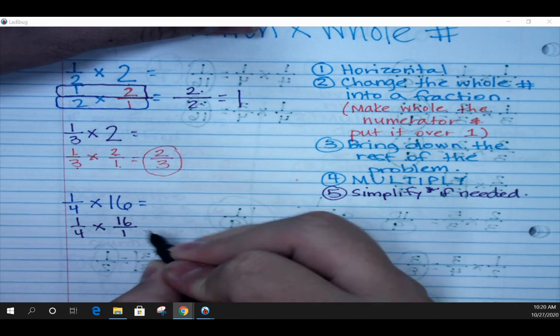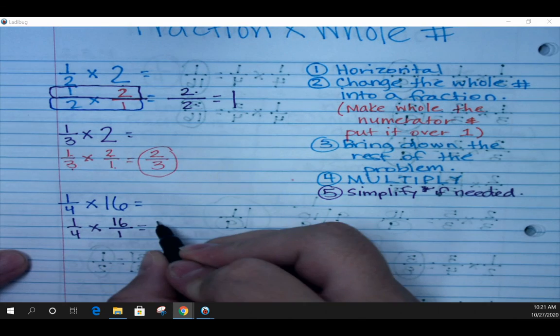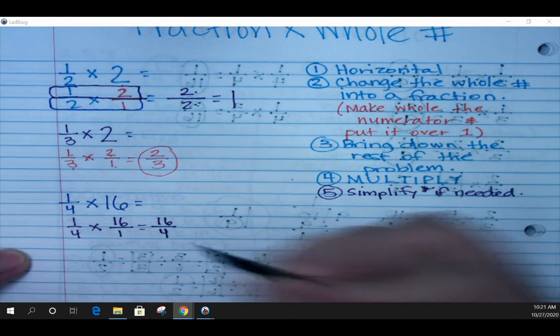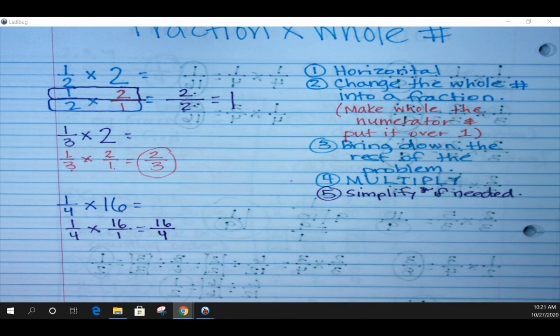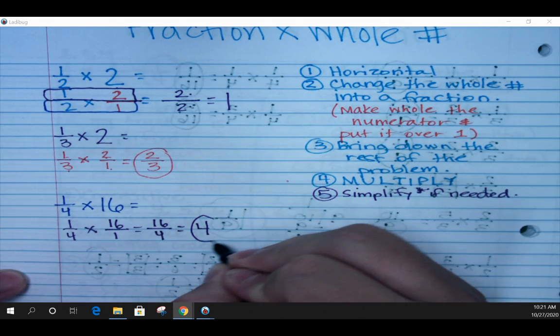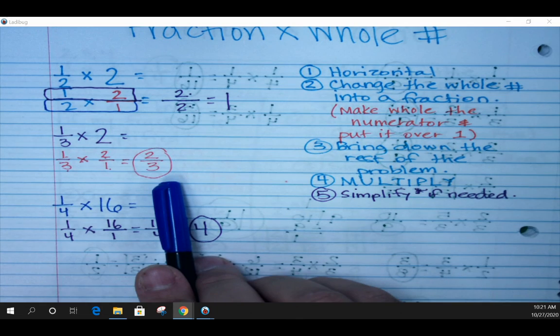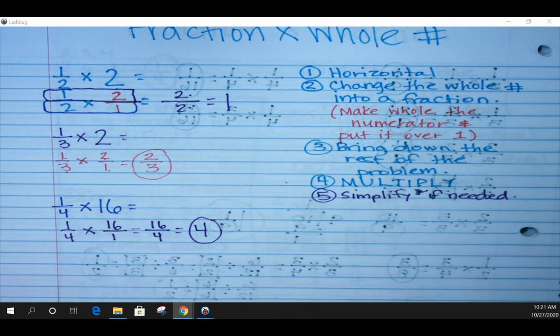1/4 times 16 over 1 equals. Check. What's next? Okay, 1 times 16 is 16. 4 times 1 is 4. Now what? Do I need to simplify? 16 divided by 4 is 4. Boom. In that case, it did. Okay, but here, look at the state of the fraction. Here it went to a whole number.